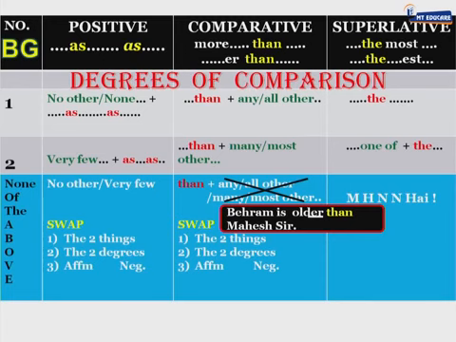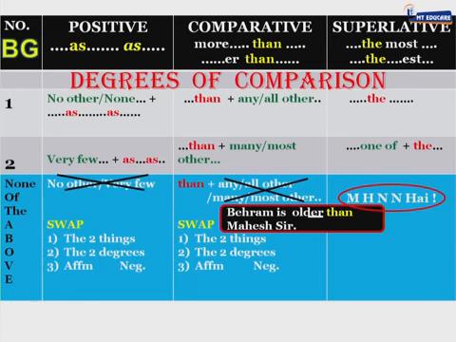ऐसे sentence में there are only 2 things which are compared. In this sentence, Behram and Mahesh sir. Such a sentence does not contain any other, all other, many other, most other in the comparative and will not start with no other, none, nothing, very few, etc. in the positive. ऐसे sentence का as I said superlative मुश्किल ही नहीं, नामुमकिन है. Can you see that MHNN है? Yes, it means मुश्किल ही नहीं, नामुमकिन है. ऐसा sentence can only be made from positive to comparative or comparative to positive.